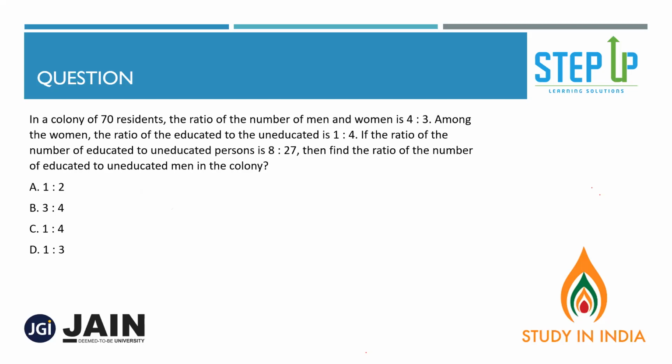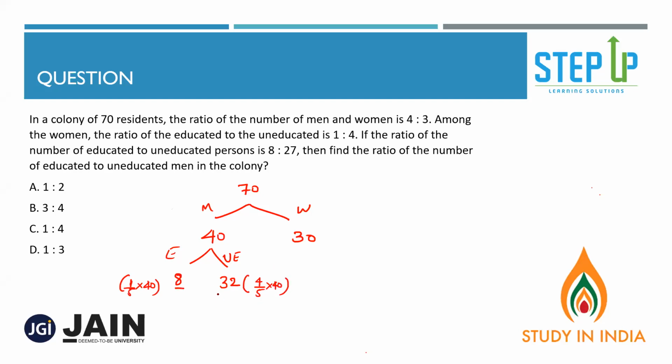One is to three. Okay. How have you people approached this question? Oh, it is given everything, right? 70. So men and women are in the ratio of 4:3. It means that 40 and 30. Among the women, the ratio of educated to uneducated is 1:4. That is 10 and, not 10 and 40, 8 and 32. Did you understand 8 and 32, people? How I got this? 1/5 of 40. And how I got this? 4/5 of 40. All right, you will get 8 and 32.